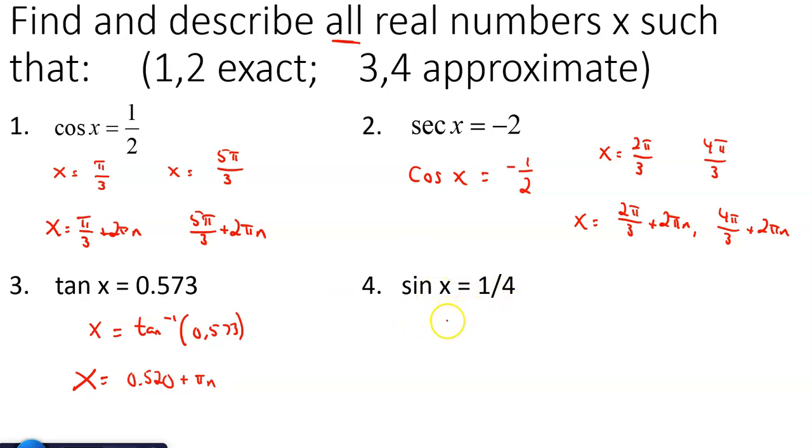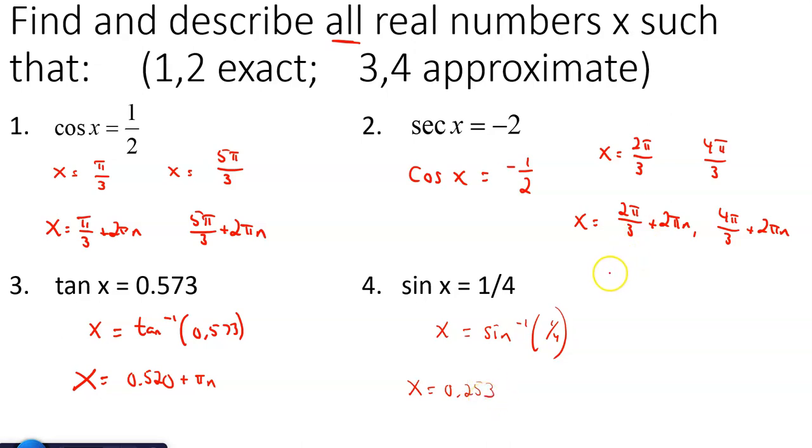All right, this one says the sine of x equals a quarter. So x must be the inverse sine of a quarter. So I can grab my calculator, again, in radian mode. Second and sine gives me inverse sine of a quarter. And my calculator gives me 0.253. But there must be a second solution to that somewhere.